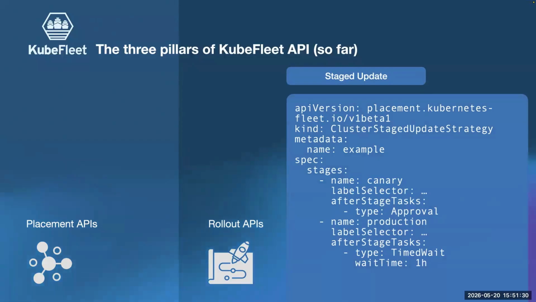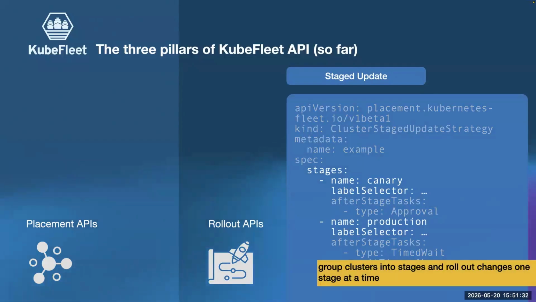What this API does is that, as you can see on the screen, it allows developers to group clusters into different stages. For example, I can say some clusters belong to the canary stage, and some clusters belong to the production stage. What KubeFleet will do is first roll out changes to the canary clusters, and only proceed to the production clusters when all the changes have been safely applied in the canary stage.